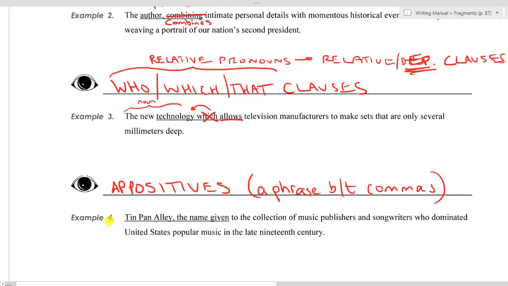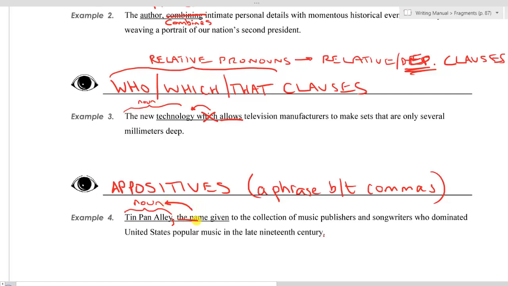So in example 4, press pause if you want to do it on your own. Example 4, we have Tin Pan Alley, comma, the name given to the collection of music publishers and songwriters who dominated the United States popular music in the late 19th century, period. All we have here is Tin Pan Alley, which is a noun at the beginning of this group of words, and then we have a comma, and then we have this phrase which is an appositive.